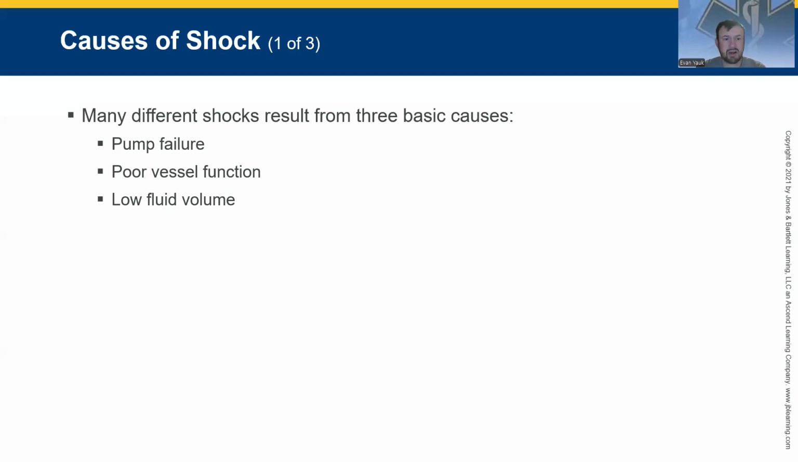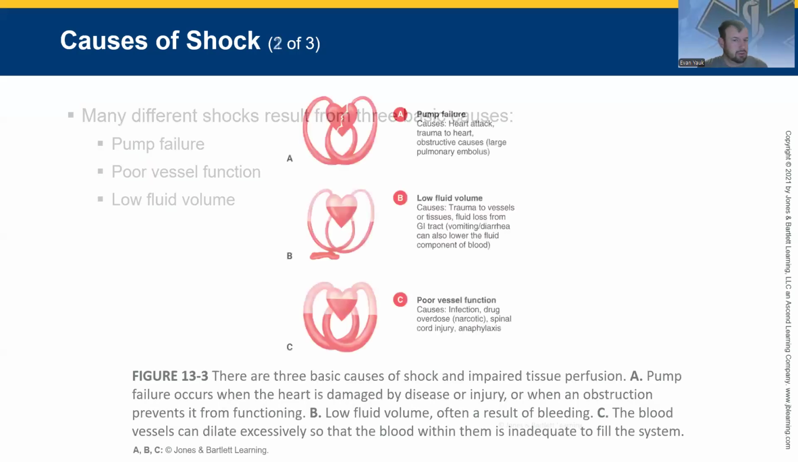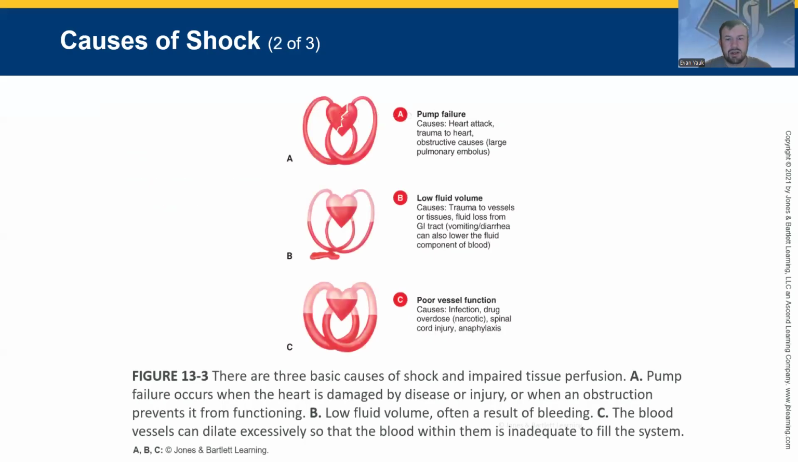Three basic causes are a pump failure, poor vessel function, and low fluid volume. Pump failure causes heart attack, trauma to the heart, obstructive causes, large pulmonary embolisms. Low fluid volume causes trauma to weak vessels and tissue, fluid loss from the GI tract, vomiting, diarrhea can also lower the fluid content of blood. And then poor vessel function is caused by infection, drug overdose, narcotics, spinal cord injuries, anaphylactic shock.